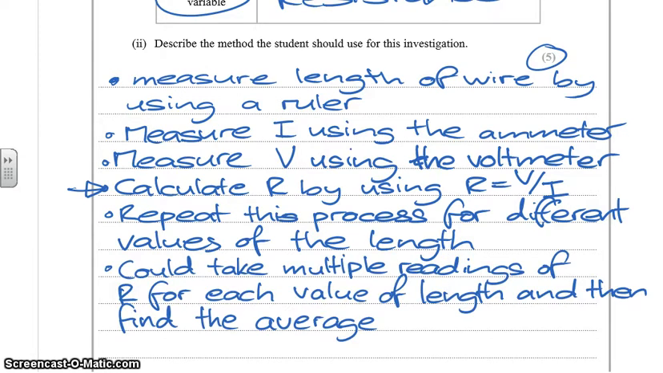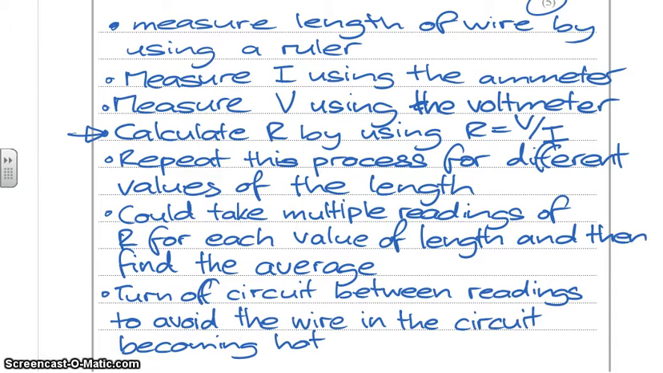Another thing that you could do to test the repeatability is take multiple readings of R for each value of the length. For example, you could take 3 different readings, and then you could take the average of those 3. And if you're trying to calculate the resistance, you've got to make sure that the wire doesn't heat up too much, because if it does, that will affect the resistance. So you could turn the circuit off between those readings to avoid the circuit becoming hot.